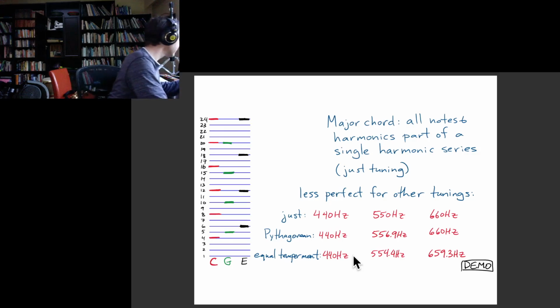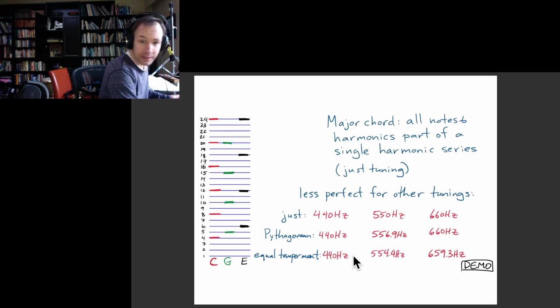Okay, so let me just load up my tone generator. Okay, so we'll start with the Pythagorean tuning. So 556.9. So this one's actually furthest off from the simple interval. So let's hear what that sounds like.